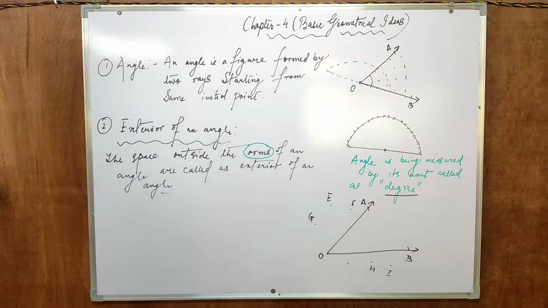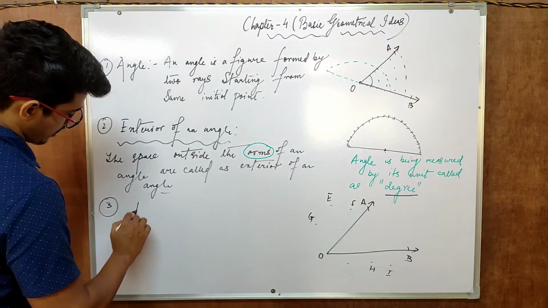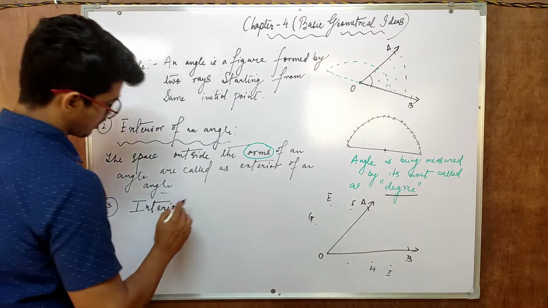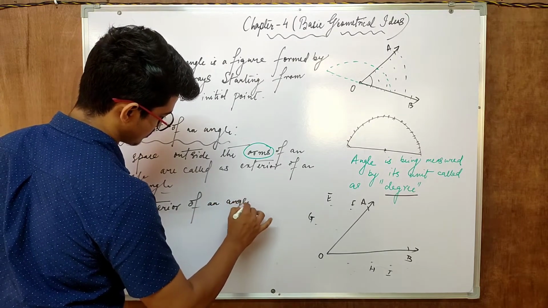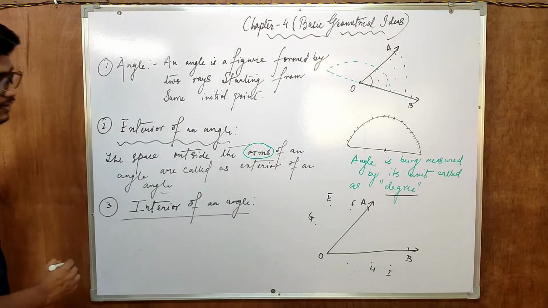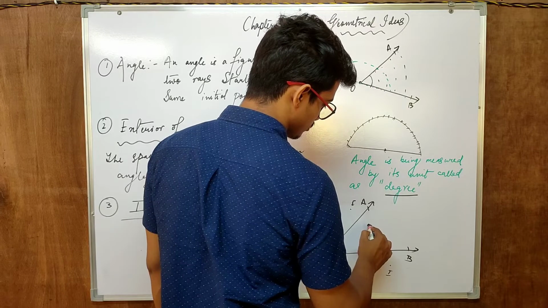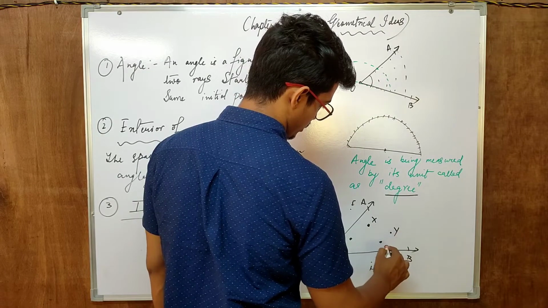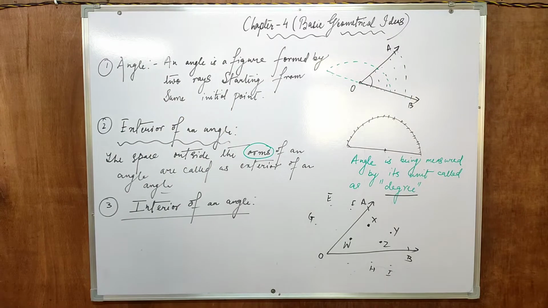Alright, done. So after that, let me just move on to our next point, the interior of an angle. You can make your own idea of what it should be. So what will the interior of an angle be? You can easily understand it, guess it, right? This is the portion. Let's say these points, X, Y, Z, or let's say W. These points are called the interior of an angle.